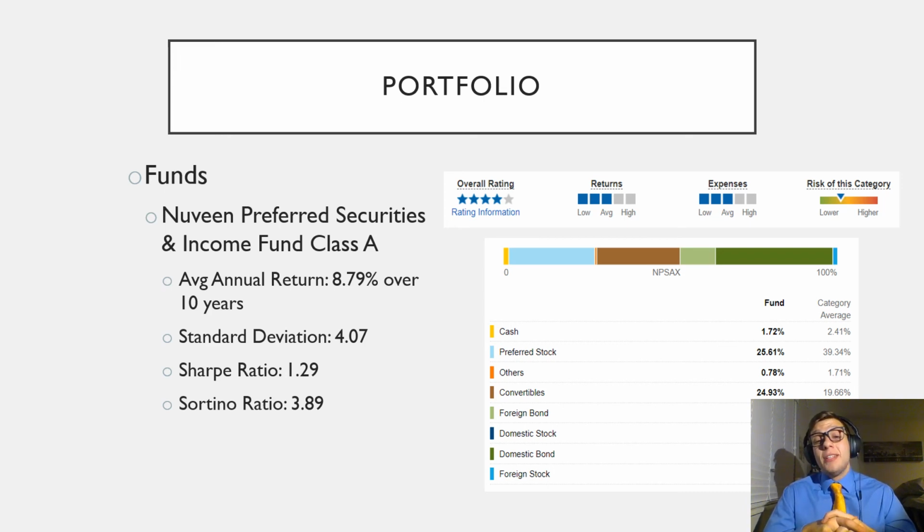This fund's composition is a little bit more diversified than the previous one. It also stays around that 1% mark in cash, but this fund has 25% preferred stock and almost 25% in convertibles. But like the previous fund, this fund is made up of a significant portion of domestic bonds.